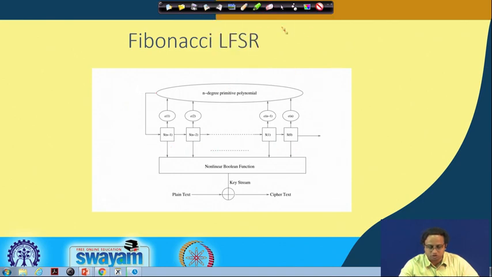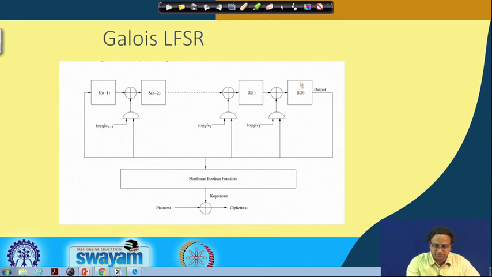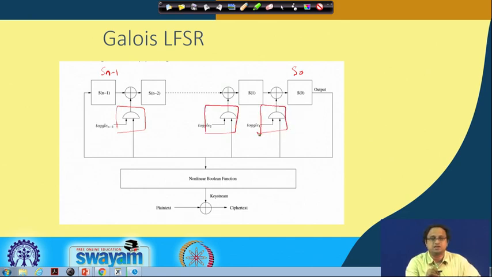And this is opposed to what is called the Galois LFSR. In the Galois LFSR, you do this. You have again these n states, from S0 to Sn minus 1, but now the feedback is done in a slightly different way. You can see that the feedback is now put across every stage. For example, this is one stage, this is another stage and so on. So these are all the different stages.